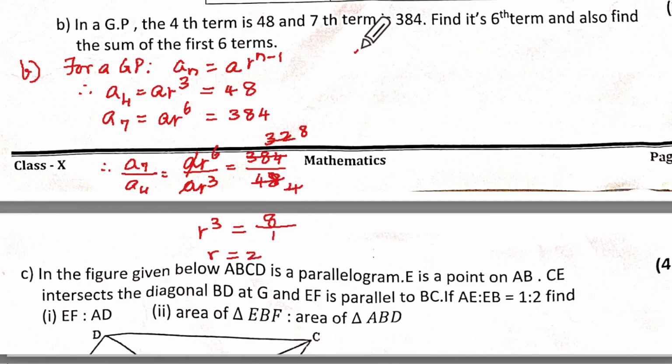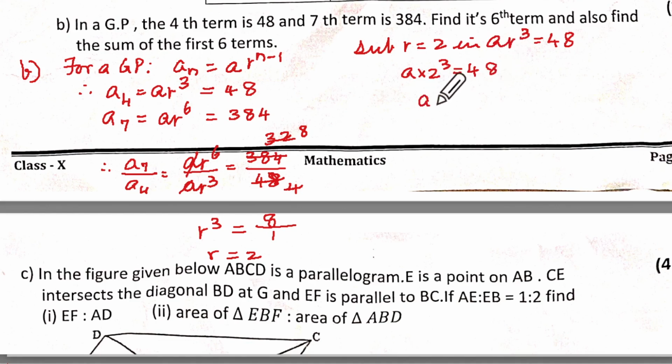Then you are going to substitute R equal to 2 in AR cube equal to 48. So A into 2 cube equal to 48. So A will be equal to 48 upon 8, which is 6. Then they say find the sum of first 6 terms. Now tell me your R. The first question is, find the 6th term.